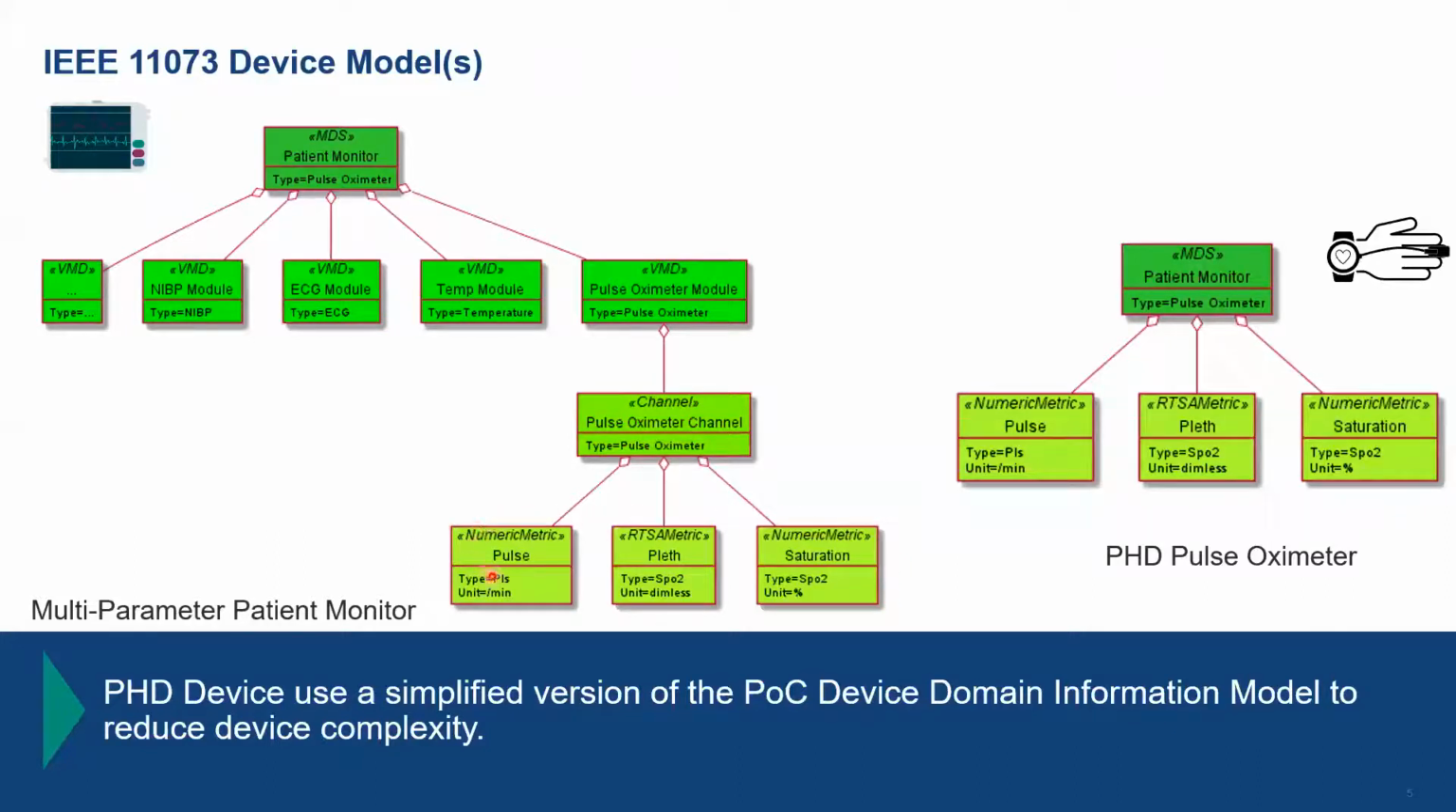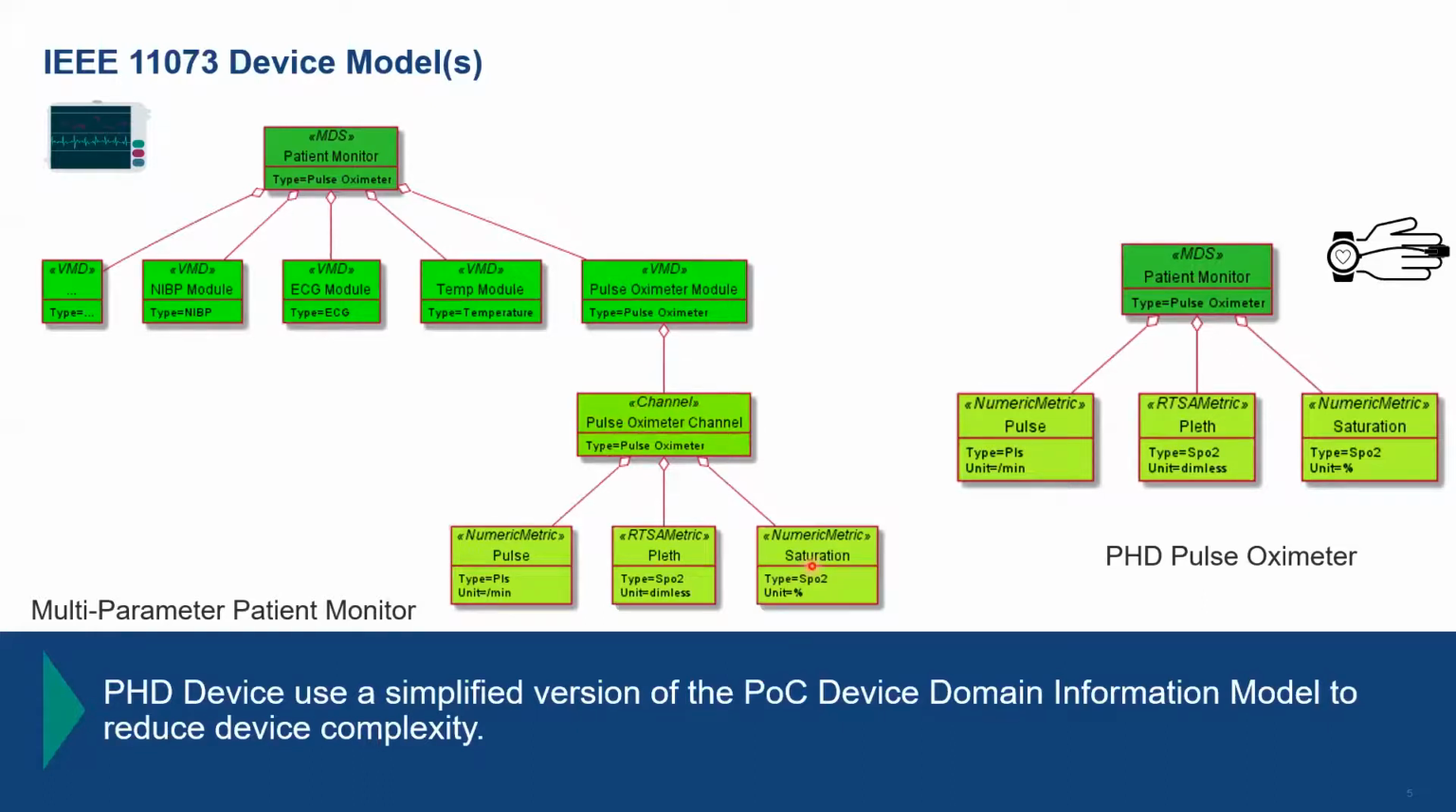This is the actual measurements that they do, called metrics in 11073. For example, the pulse, the saturation, and the pleth, where these are discrete measurements, and this is actually a real-time sample array, so a waveform. Because these patient monitors are quite complex, you can structure them in 4 layers: MDS, medical device system; virtual medical device, VMD; the channels, which are used for grouping; and then the actual metrics. These represent the measurements, calculations, or settings.